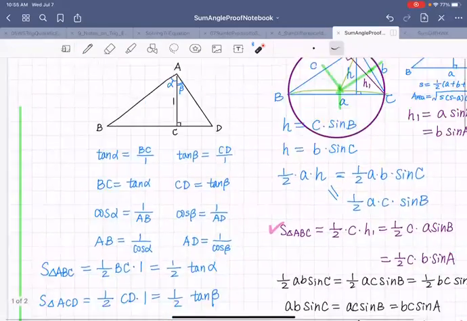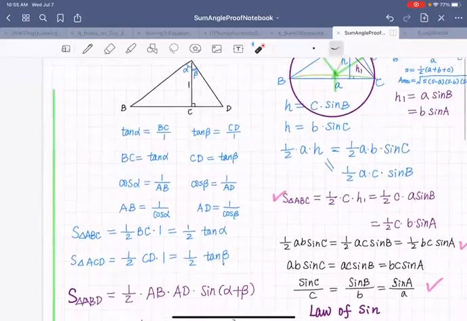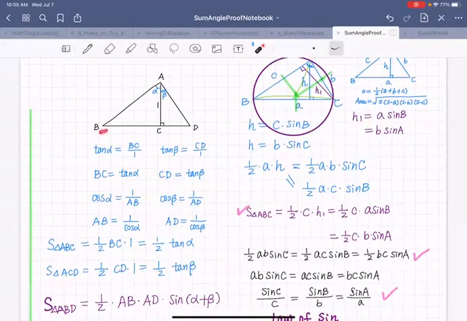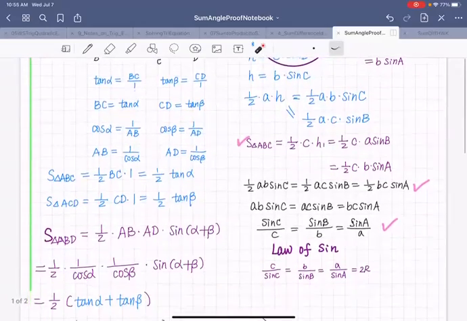Now we come back to this original question. This area is going to equal AB times AD divided by 2, and then times the sine of the angle between them. This is alpha, this is beta, so the total is alpha plus beta. So the area will be 1/2 times AB times AD times sine of alpha plus beta, okay? So far, so good.